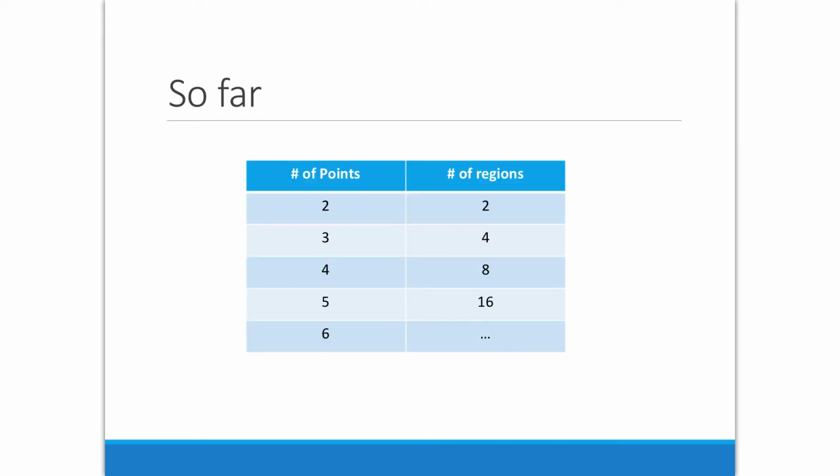When you have 2 points on the edge of the circle, here's your circle, here's your 2 points, and you draw a line, you get 2 regions. When you add a third point, you get 4 regions. When you add a fourth point, then you get 8 regions, and so on and so forth. So the question would be, since we've drawn it for 2, 3, 4, and 5, we've got 2, 4, 8, 16, how many regions would you have when you do 6 points?